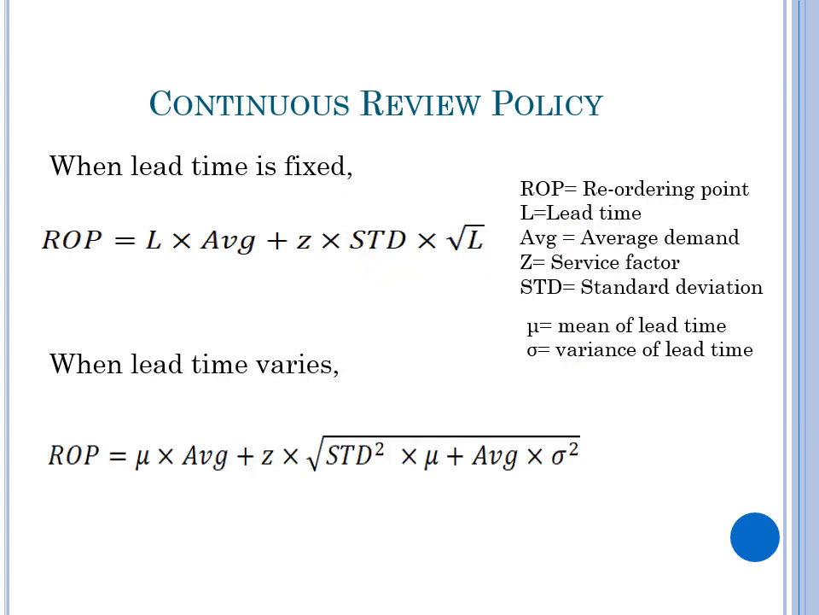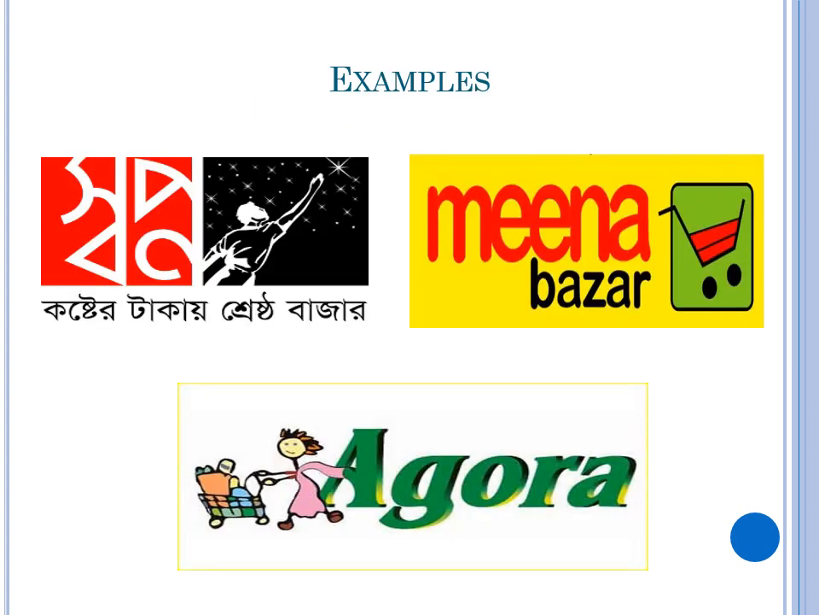For continuous review policy, the reordering point can be calculated when lead time is fixed if we know the lead time, average demand, service factor, and standard deviation. And when lead time varies, to calculate the reordering point, we also need to know the mean and variance of the lead time. For example, retail shops such as Shopno, Minabazar, and Agora have a computerized inventory system where they can know the inventory from the barcode. So they use the continuous review policy and determine their reordering point accordingly.